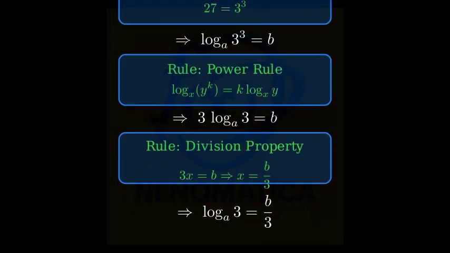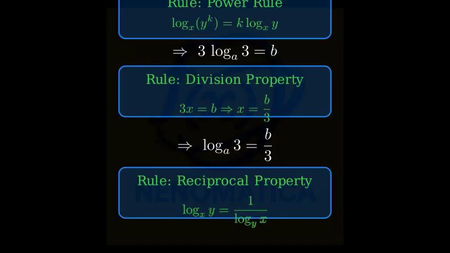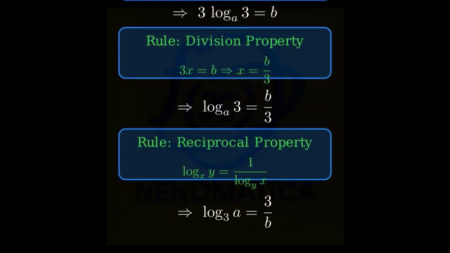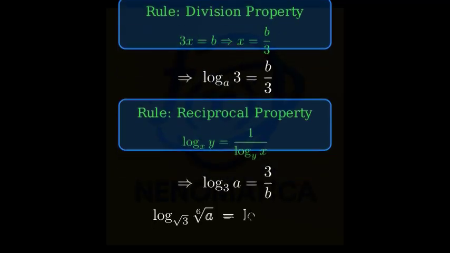Step 5. Use the reciprocal property of logarithms to flip base and argument. Show the reciprocal property. Therefore, log base 3 of a equals 3 over b. Step 6. Evaluate the target expression log base square root of 3 of the sixth root of a. First, rewrite the base and the argument using exponents.